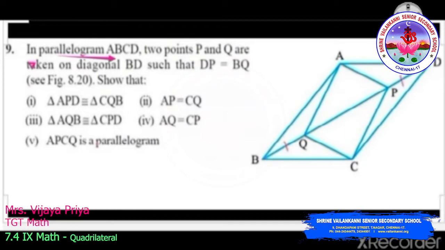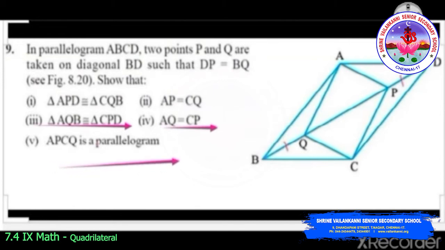In a parallelogram ABCD, two points P and Q are taken on the diagonal BD such that DP is equal to BQ. Show that triangle APD is congruent to triangle CQB. Second, show that AP is equal to CQ. The third one, triangle AQB is congruent to triangle CPD, and AQ is equal to CP. The fifth one, APCQ is a parallelogram.